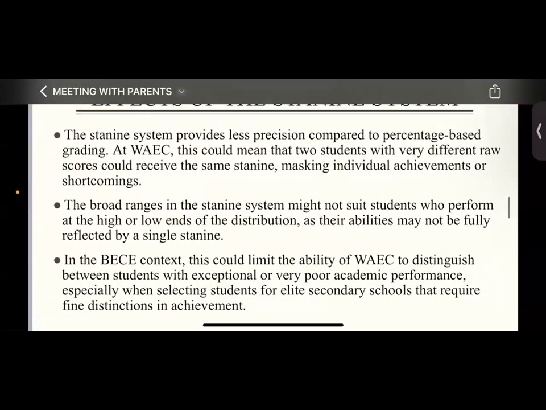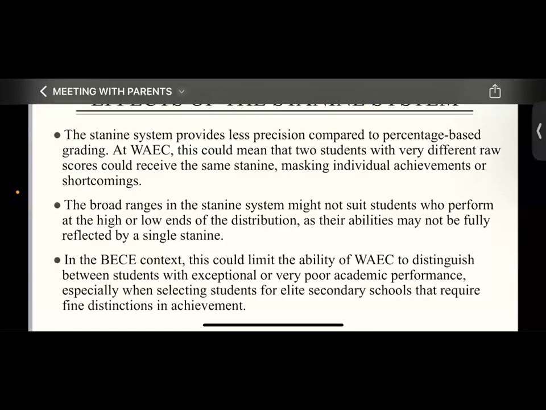The effect of the Stanine, I don't want to bore you with that because I just wanted you to understand it. But if we can just read through, the Stanine system provides less precision compared to the percentage-based grading. Remember, we talked about the percentage-based that we were used to. If you got 90, come what may, you get your 1. If it was pegged at 80 to 100, come what may, you get a 1. But the Stanine provides less precision compared to percentage-based grading.